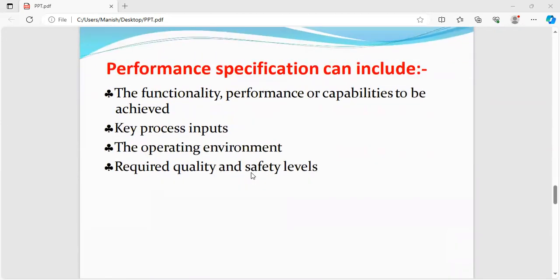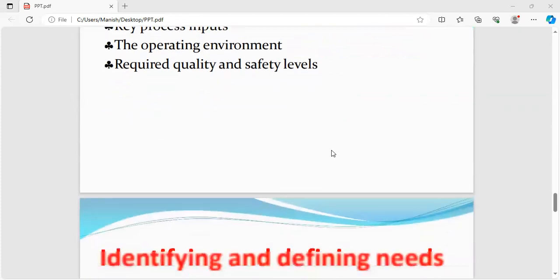Coming on to performance specification, it focuses on the output: the functionality, the performance, the capability of that particular product or service, the key process inputs, the operating environment, the required quality and the safety level. These are all elements which have to be clearly understood by the buyer and the supplier so that the output being supplied is as per the standard.